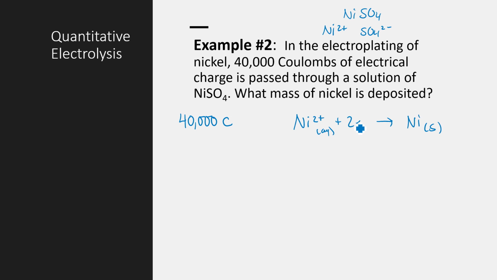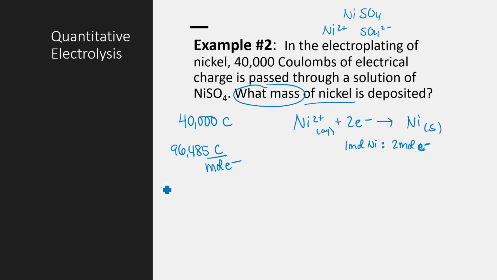And so I can figure out that each nickel must take 2 electrons because I can look at the charges here. It starts with a +2, add 2 negative things to it to make neutral solid nickel. So we know the relationship here is 1 mole of nickel per every 2 moles of electrons. That's why it's important to know the balanced half reaction here. We know the coulombs. We're trying to find the mass of nickel. And we know 96,485 coulombs per mole of electrons.